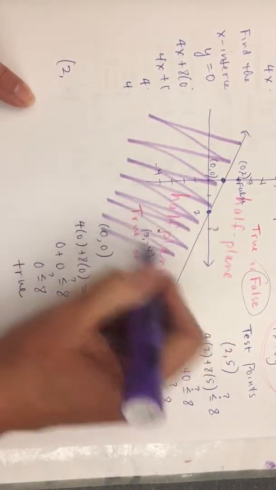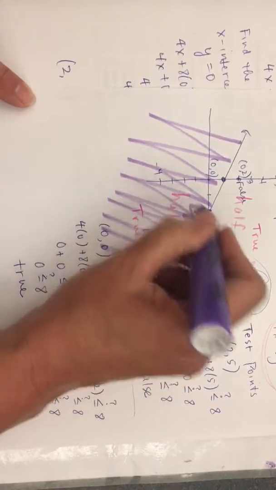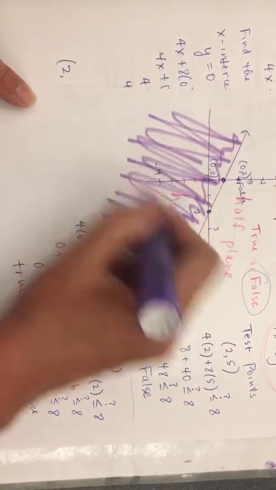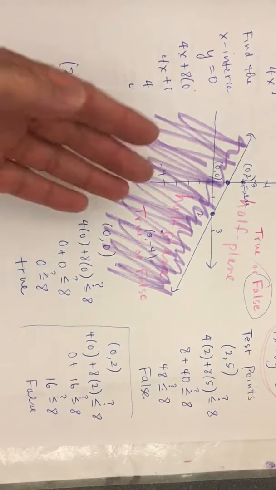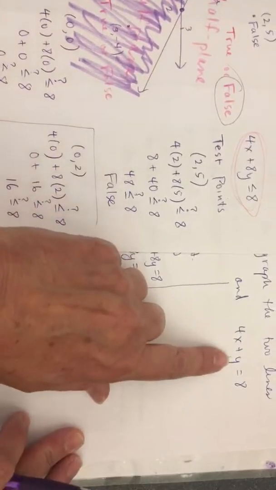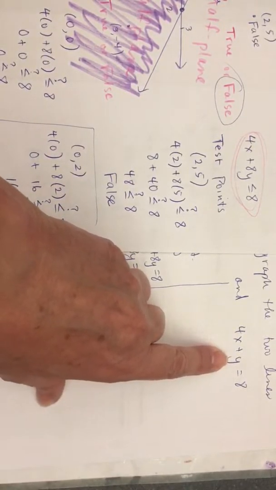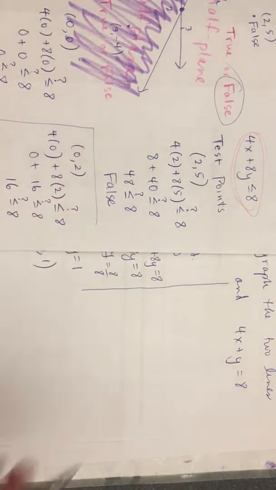Now this particular problem was 2 inequalities. There's one of them. Let's go ahead and do the other one. This is not my final answer. The other one was this line. It's an inequality, less than or equal to 8.